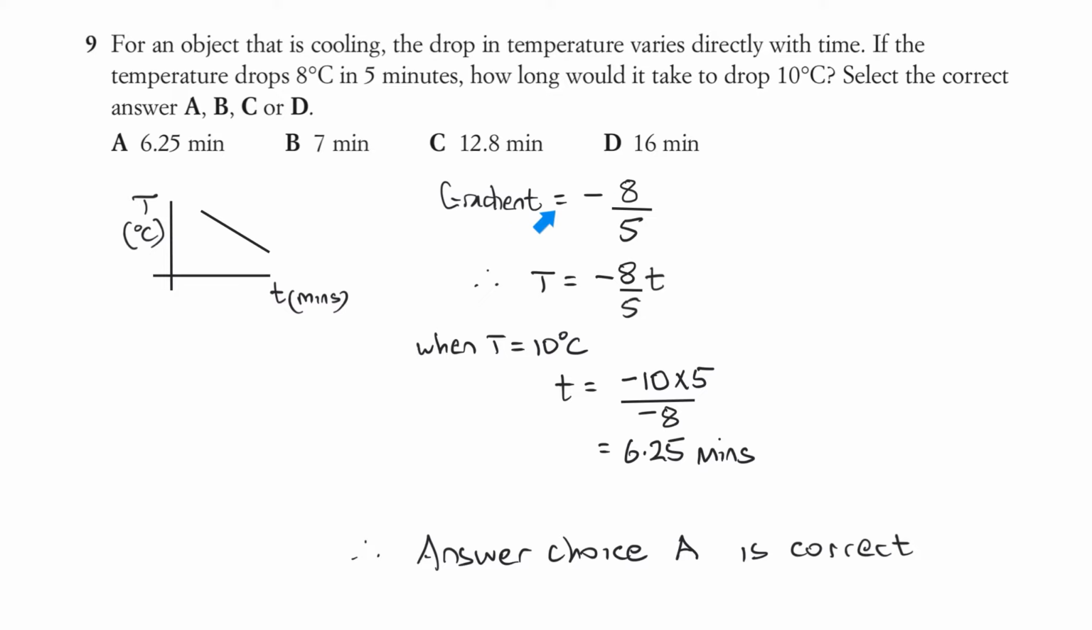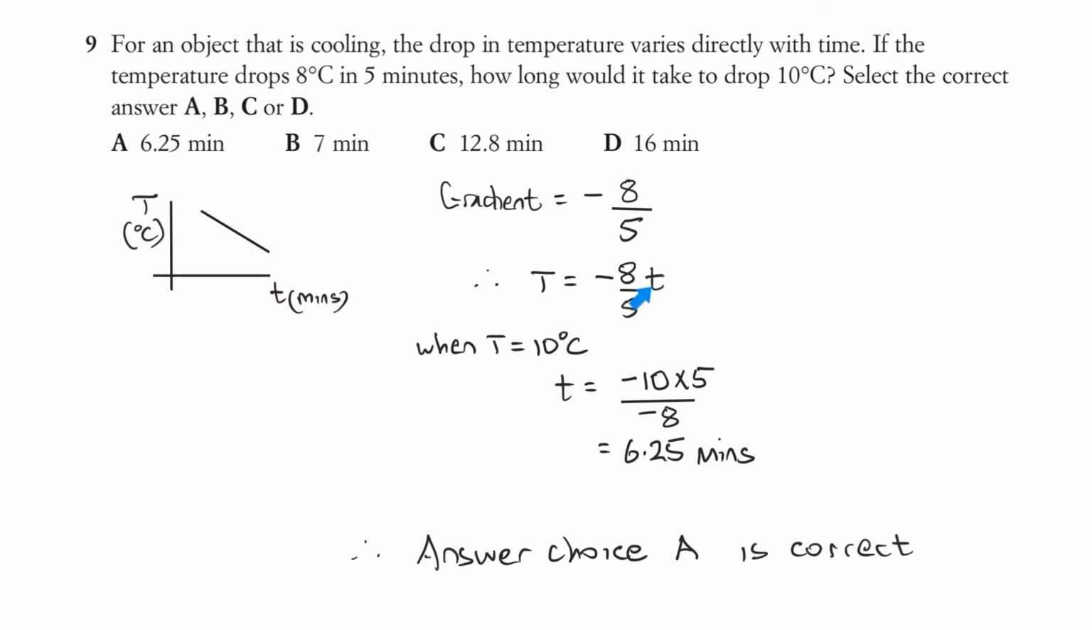The gradient here is -8 on 5 because the drop in temperature is -8. And the time is 5 minutes. So the rise, in this case the fall, is -8 over 5, because in the positive direction it's 5 minutes. So we have T equals -8 on 5 times time, small t, so it's temperature here and time there.